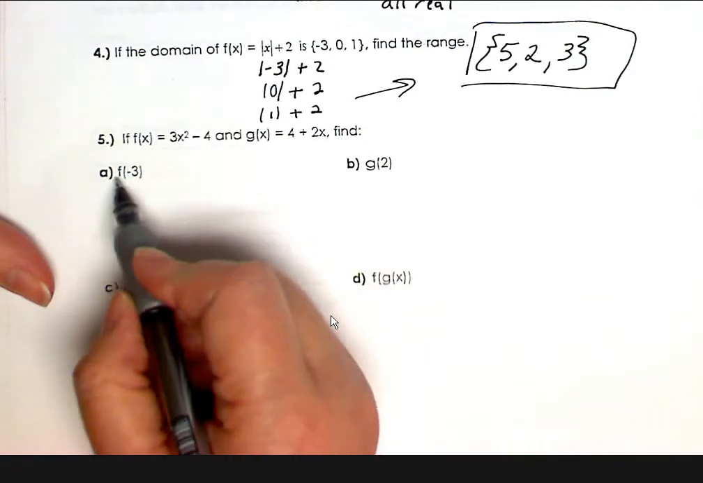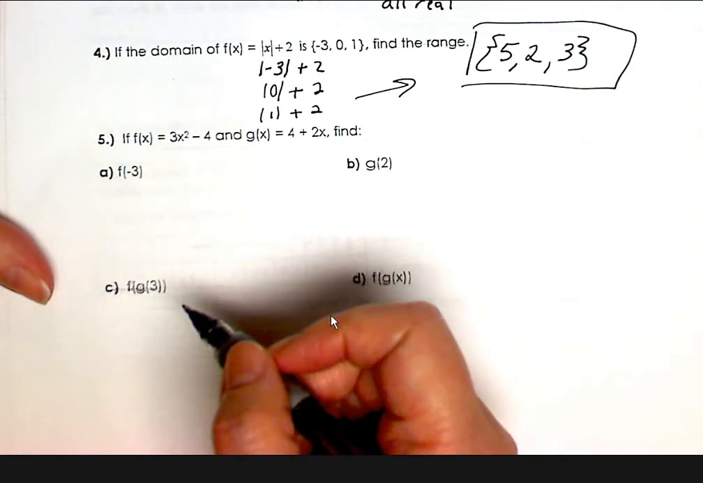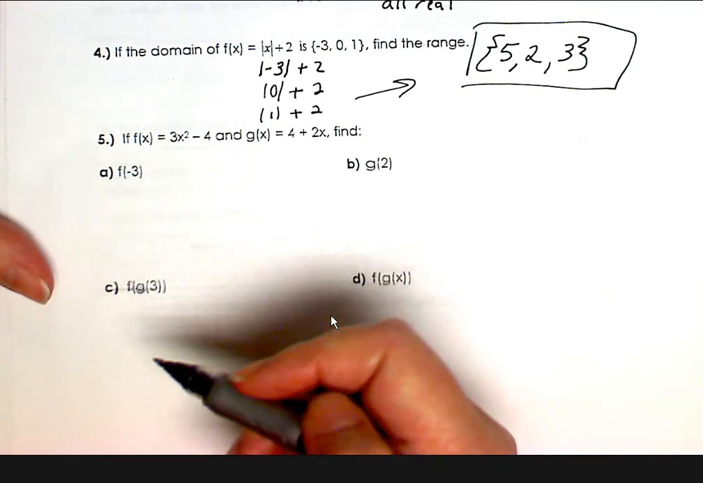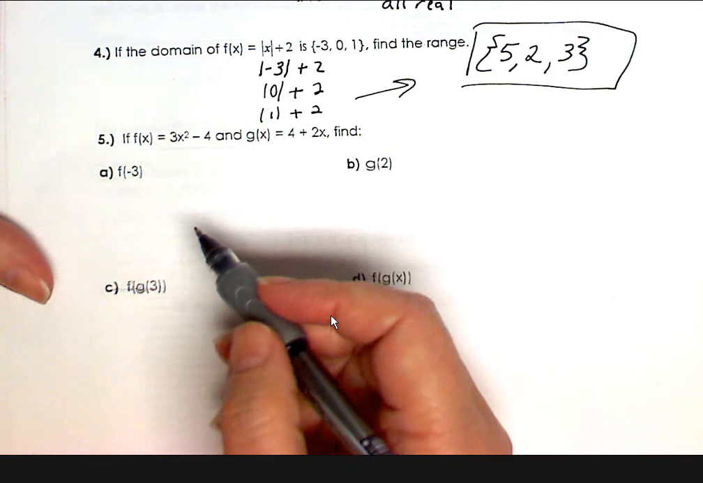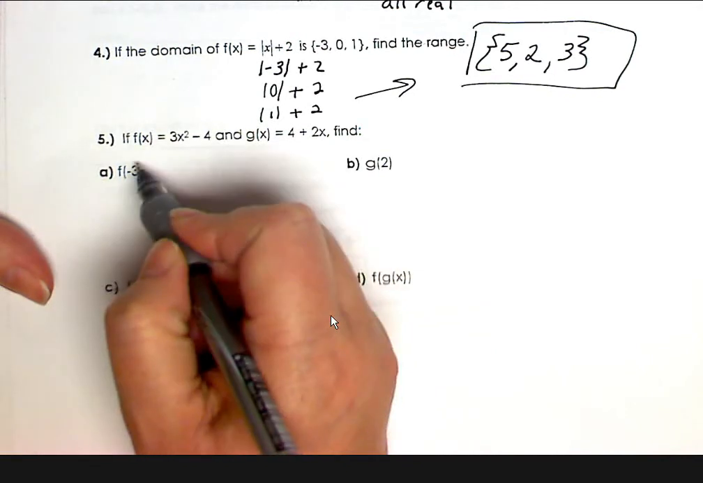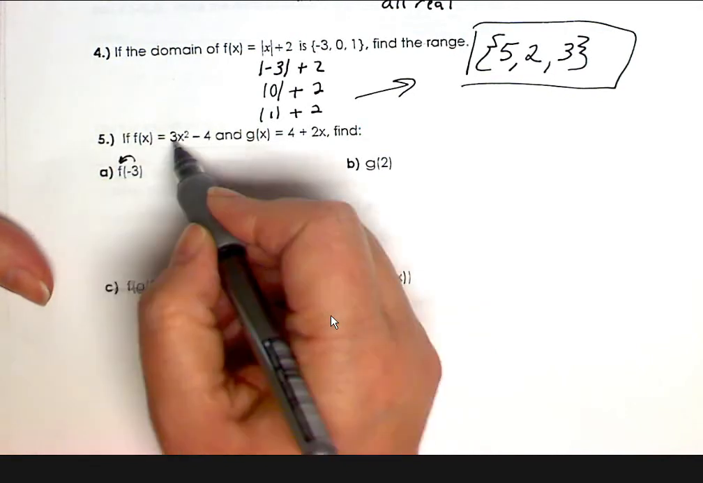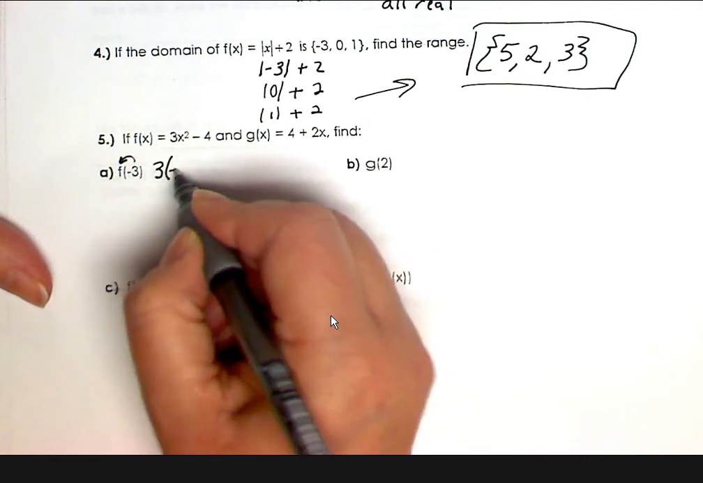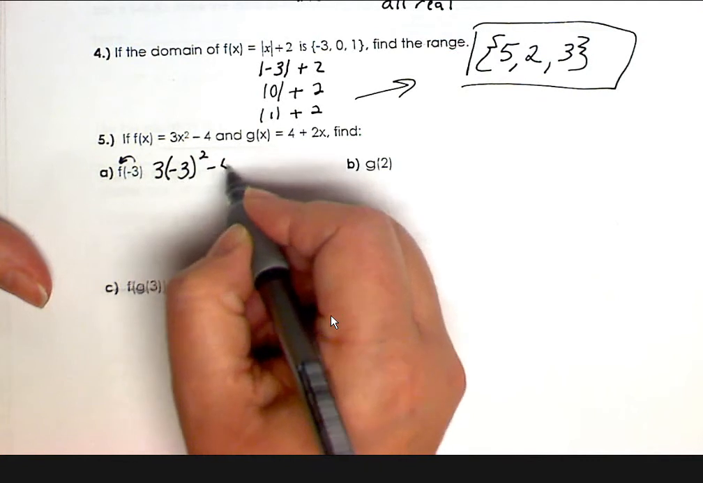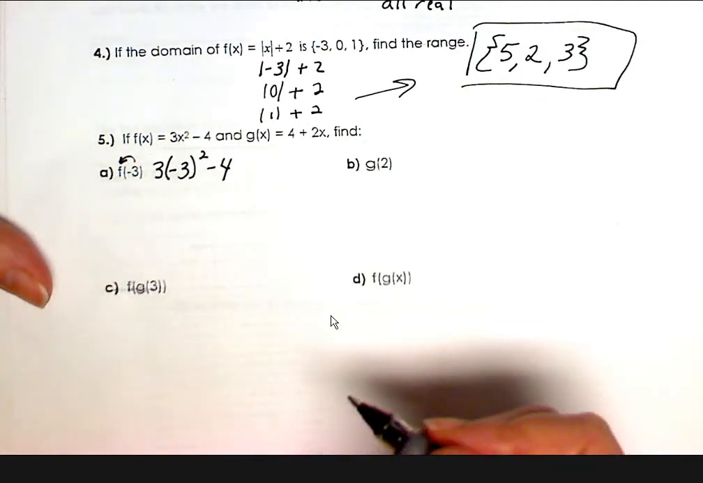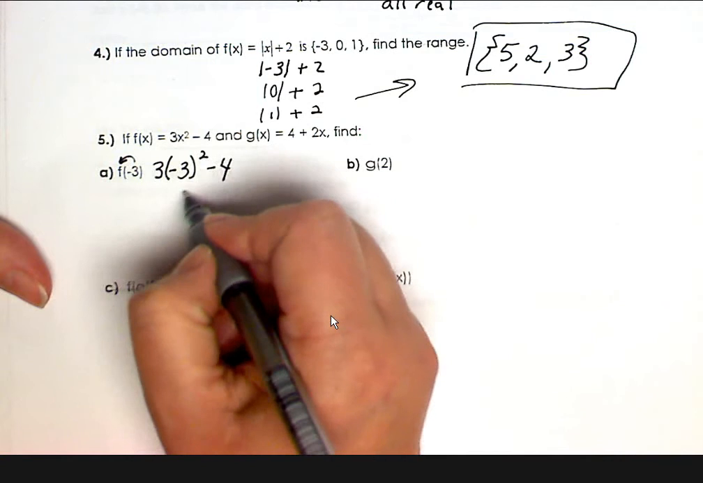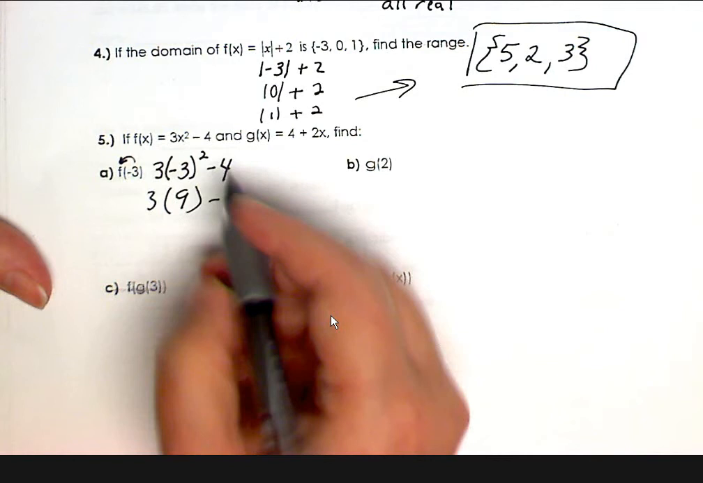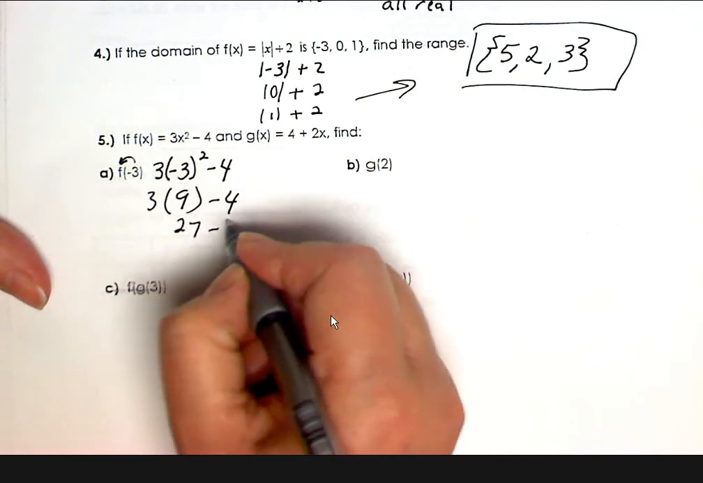F of -3. What is it asking me to do? It's asking me to put in -3 in for what? The x in my what function? Yep, the f function. So we're going to go into this one. We're going to go 3, instead of my x, I'm going to put negative 3 squared minus 4. Negative 3 squared is 9. So I have 3 times 9, which is 27, minus 4, which is 23.